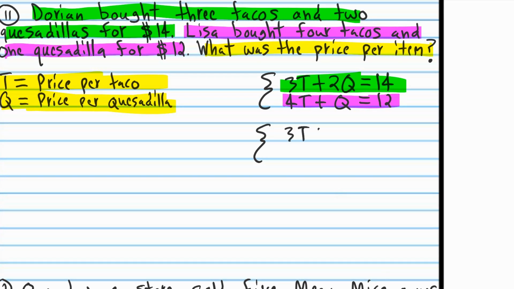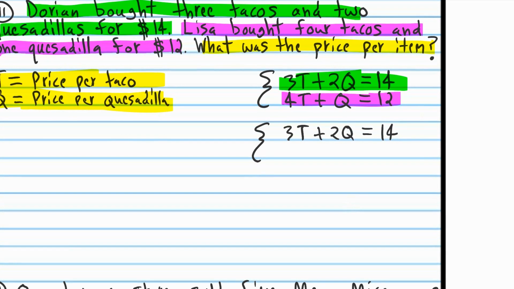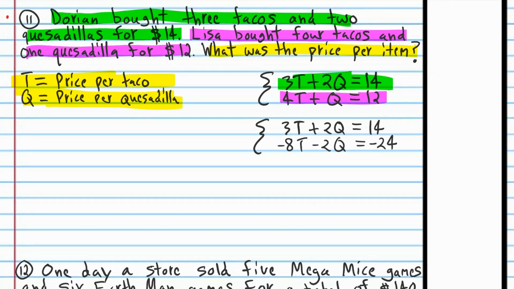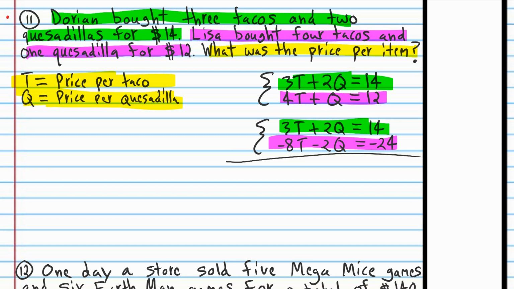Well, first let's rewrite the top equation because that's not going to change. And we're going to multiply the bottom equation by -2. Now do you see why we did that? We did that because now we have 2Q and -2Q, so they're going to cancel out. And so we're ready to eliminate. So we add those equations together. 3t plus -8t is -5t. And the q's cancel out, and 14 plus -24 is -10.